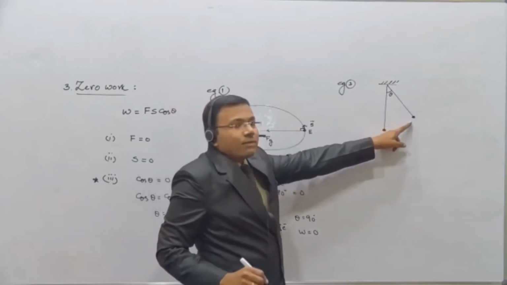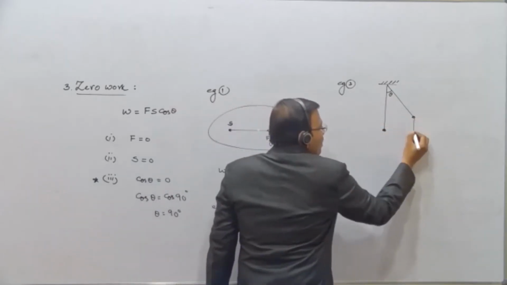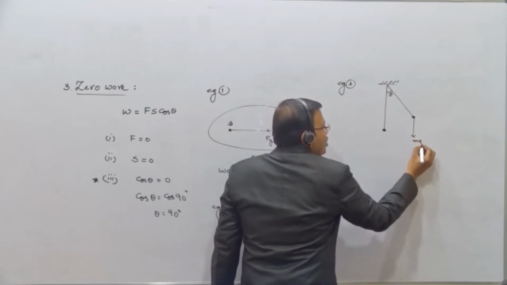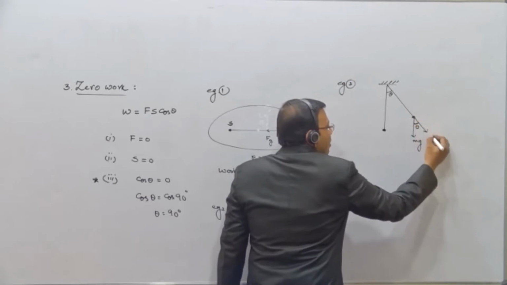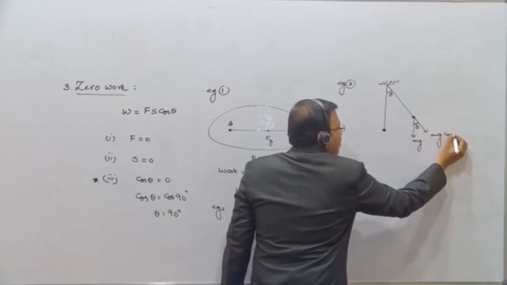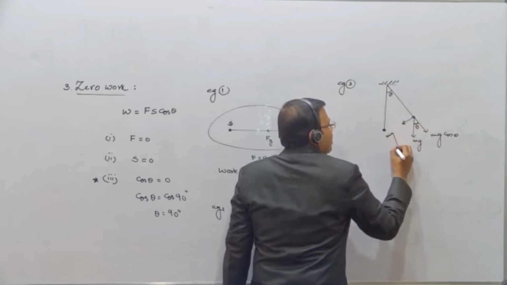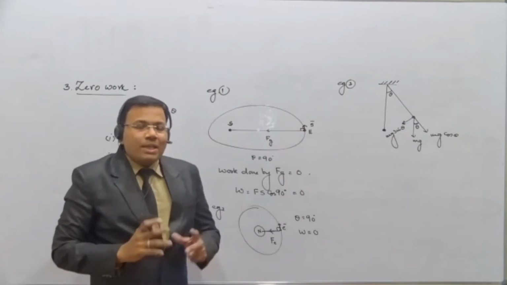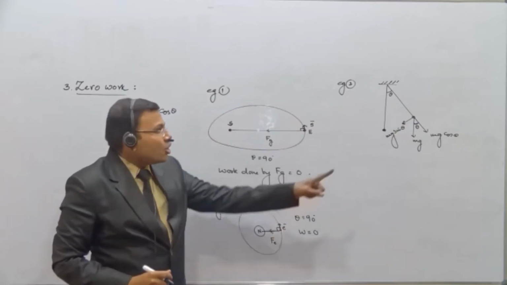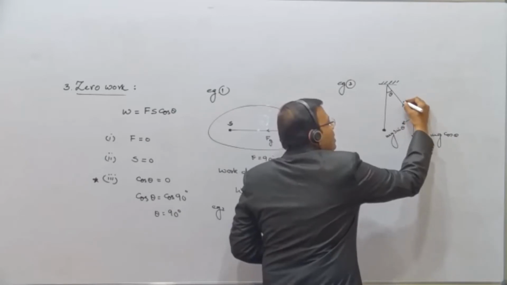Here we can resolve the weight into two components. That is what I'm doing. I'm resolving this into two components. That is mg, this is the weight, and I'm resolving this. If the angle is theta, this will be mg cos theta, and this will be mg sin theta. Now, where is the tension here? The tension will be along the string. You can see this is along the string.